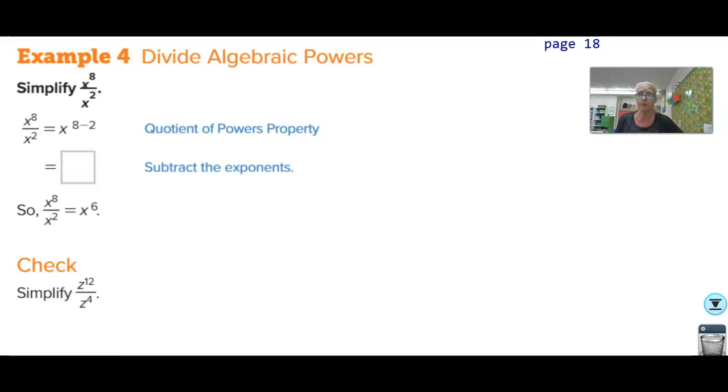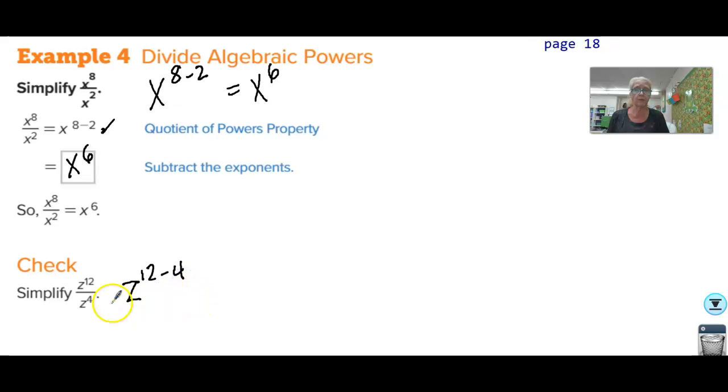So here we have example 4. We have x to the 8th over x to the 2nd. So this basically is x to the 8 minus 2. You don't have to write this. It's written for you right here. But what's 8 minus 2? 6. So this is equal to x to the 6th. Here I have another example. This would be z to the 12 minus 4. Remember, top exponent minus the bottom exponent, which would give us z to the 8th.